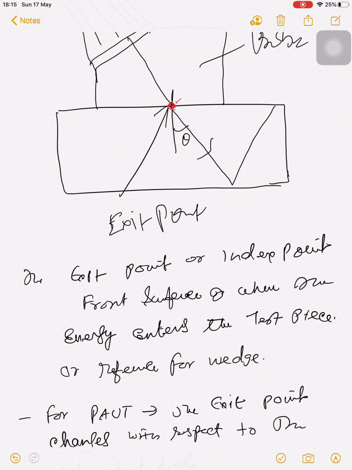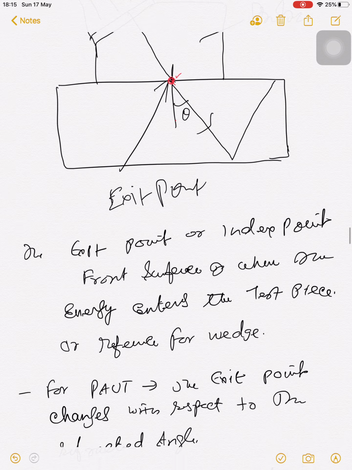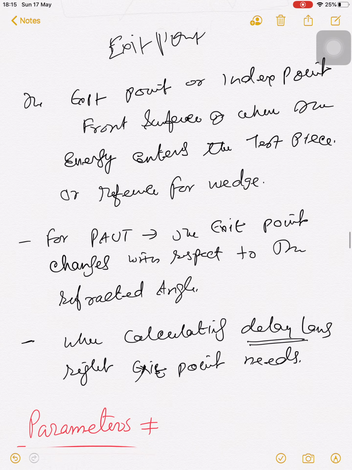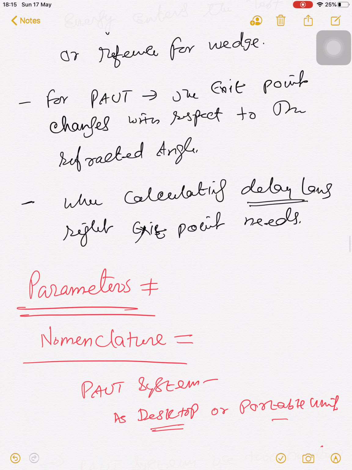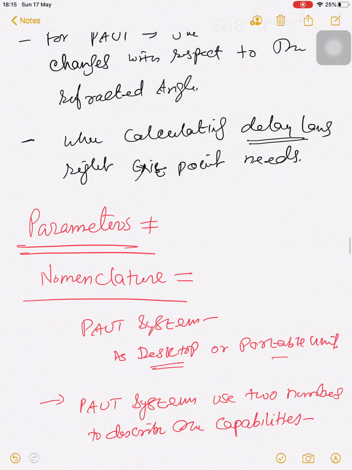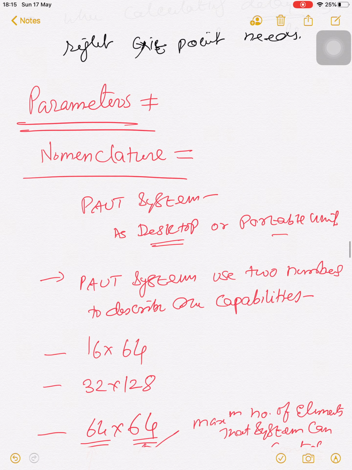For PAUT, the exit point changes with respect to the refracted angle. For conventional UT, the exit point will be the same, but for PAUT it will change as per your refracted angle, because as you know, in PAUT there are different angles, so it changes when it enters your material as per the refracted angles. While we are calculating the delay, at that time we need to mention the right exit points.